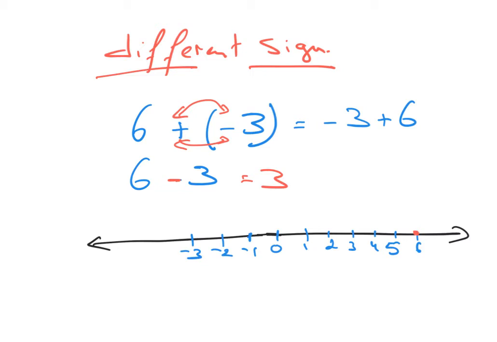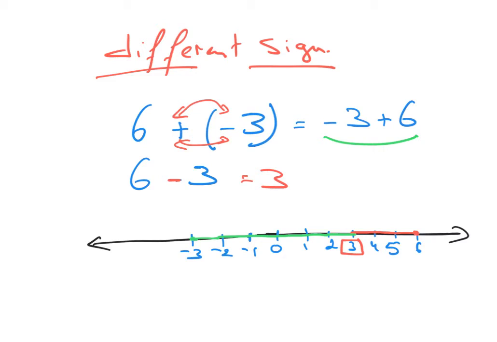It's going to be 1, 2, and 3. So the answer is going to be 3, right? And the same thing, I can start with -3. I can start with -3 plus 6. So this is -3 right here. Plus 6, I'm going to move to the right by 6 units: 1, 2, 3, 4, 5, 6. And the answer is 3, right?